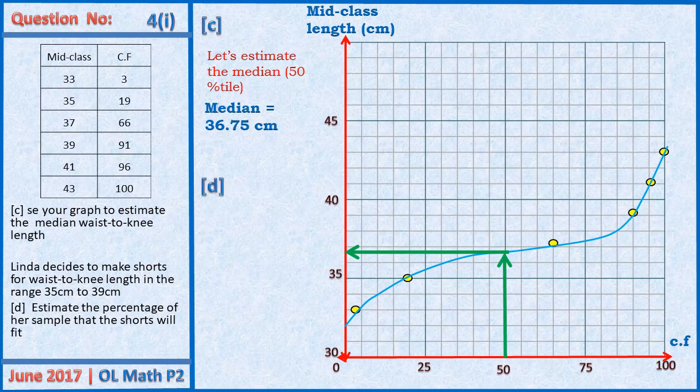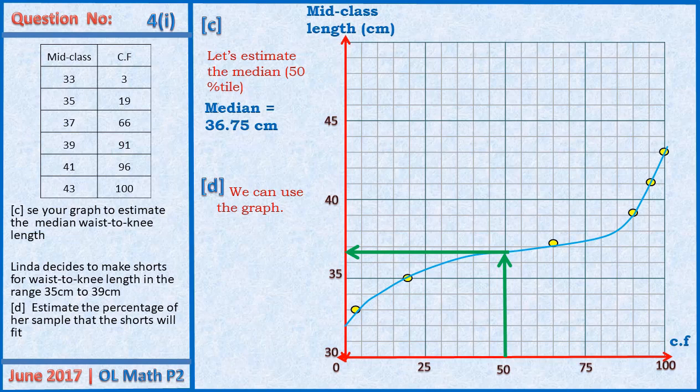Then D, we can now use the graph as well. Question D states: Linda decides to make shorts for waist to knee length in the range 35 to 39 centimeters. So she has decided to make everything in the range 35 to 39. Estimate the percentage of her sample that the shorts will fit. The question does not insist that we should use the curve or the graph, so I can equally use the data. I can equally estimate from the graph, but it's going to take more time than using the data.